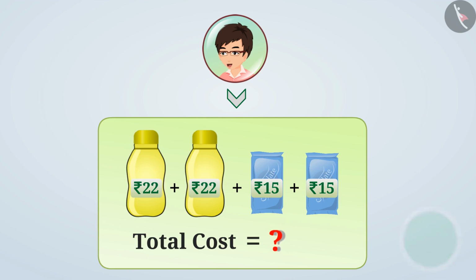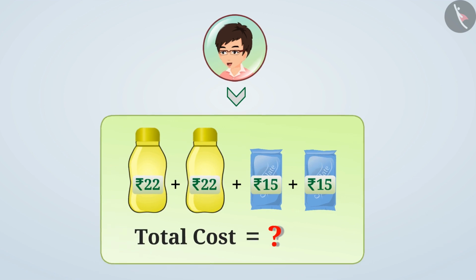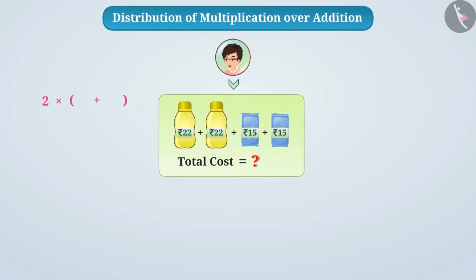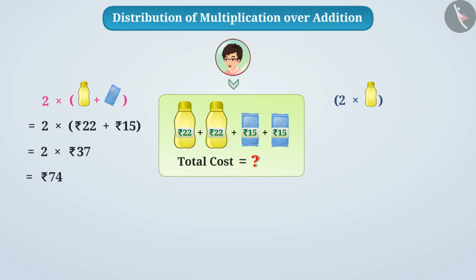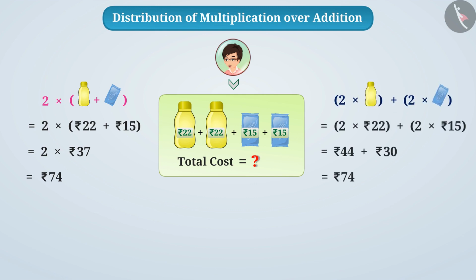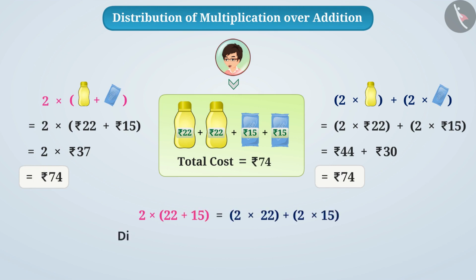Let me tell you, you can find it in 2 ways. You can double this by adding the cost of a bottle of juice and cost of the chocolate, or you can add them by finding the cost of 2 bottles of juice and the cost of 2 chocolates separately. In both cases, you will get the same result. We can say that 2 multiplied by (22 plus 15) is equal to 2 multiplied by 22 plus 2 multiplied by 15. Here, the distribution of multiplication over addition is done.